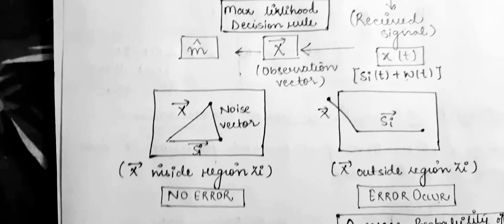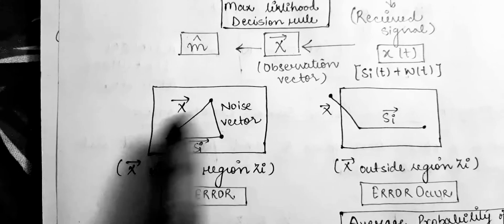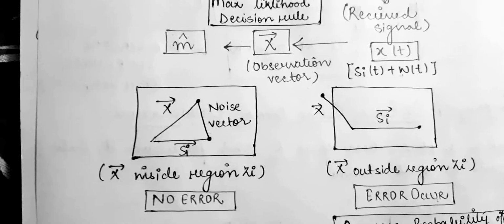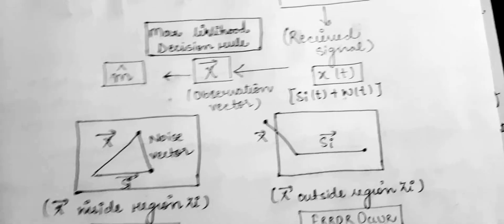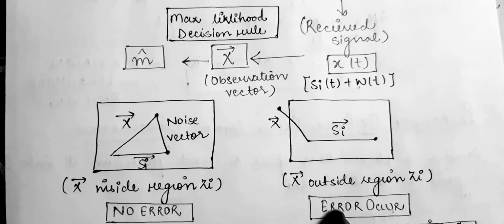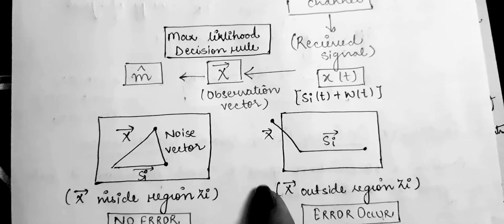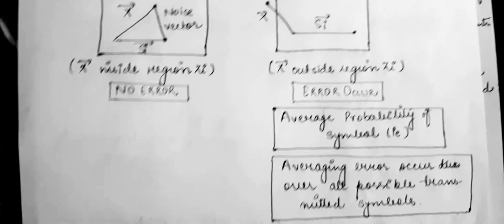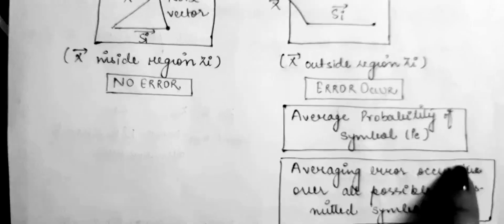So we'll take the first case. When the X vector lies inside the region Zi, there is less possibility of error. In the second case, when the X vector lies outside the region Zi, there is a possibility of error, which gives the average probability of symbol error, denoted by Pe. Here the averaging is done over all possible transmitted symbols.